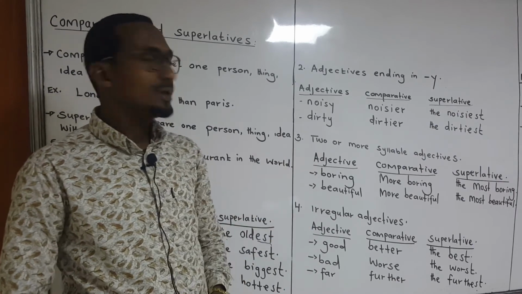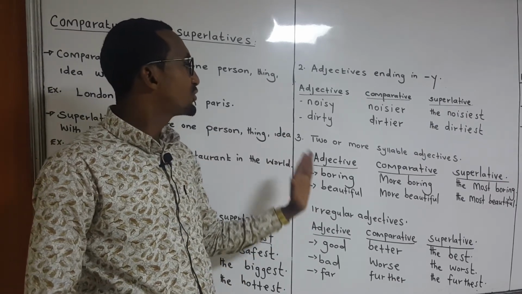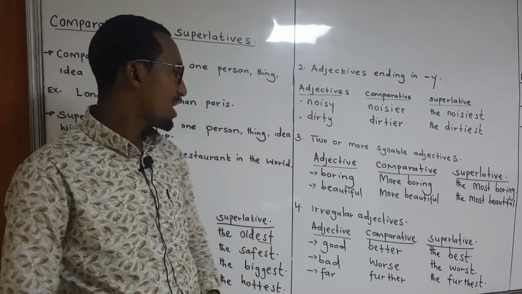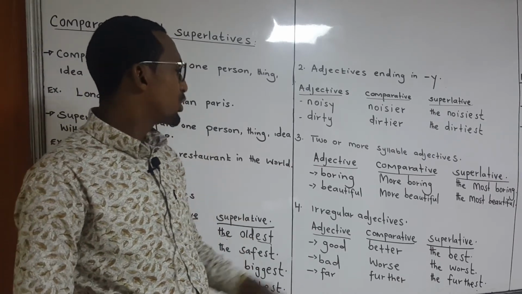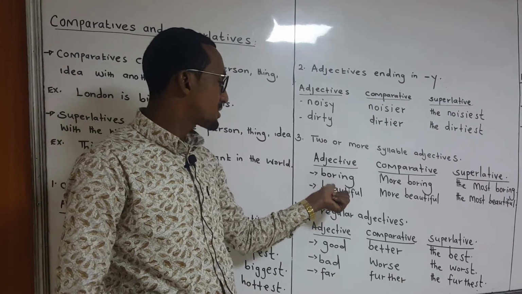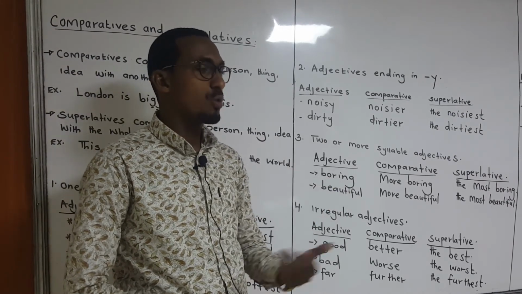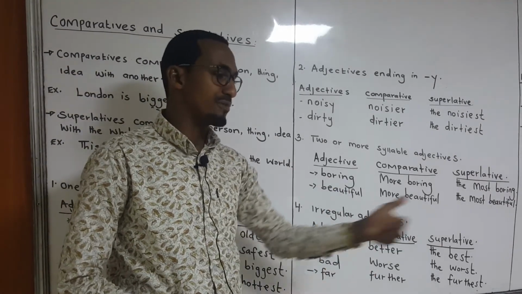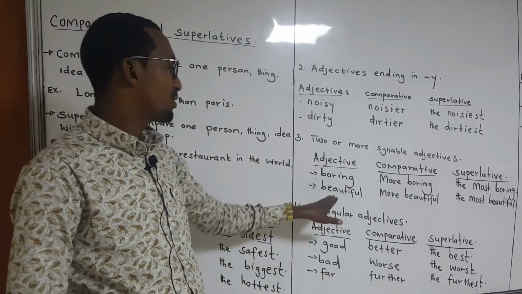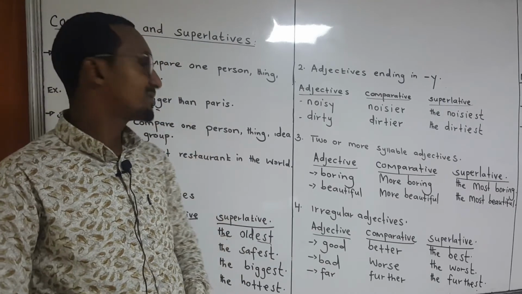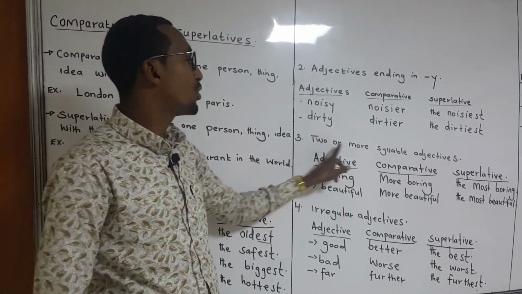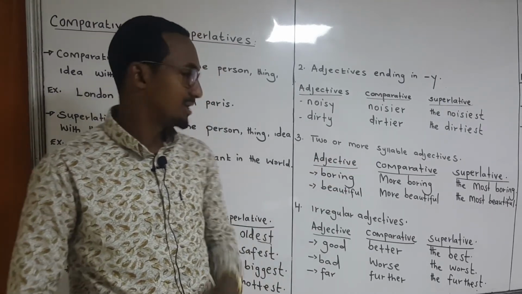Number 3, we have two or more syllable adjectives. Why are we saying two or more syllable adjectives? It's because we can read this adjective, boring, twice. Boring. Okay? This one, beautiful, we can read three times. Therefore, we call it two or more syllable adjectives.